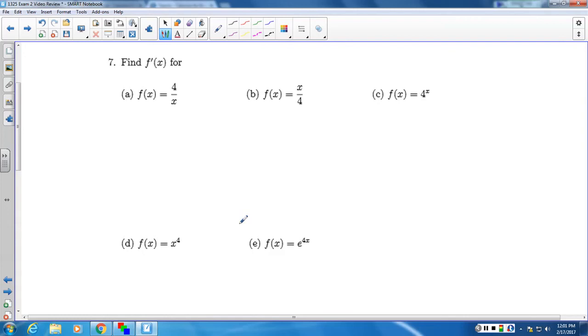Number 7, we have lots of little individual problems here. The key to these will be rewriting them. So the first one, part A, I can bring the x up to the top. So then taking the derivative, I'm going to have -1 times 4 is -4x to the -2. Rewriting that without negative exponents is -4 over x squared. Part B, we have a number on the bottom, so I'm going to bring the number out front, and then the derivative of 1/4 x is just 1/4.